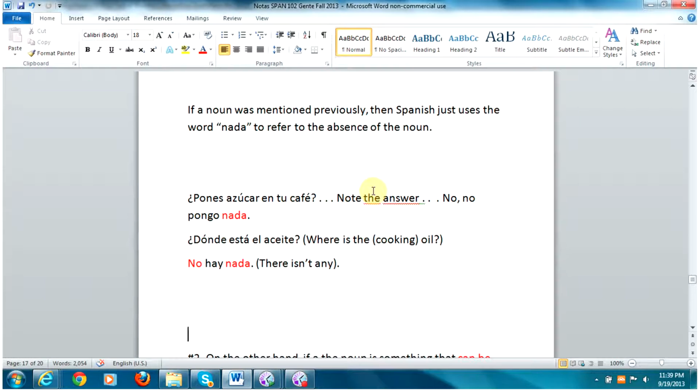If a noun was mentioned previously, then Spanish just uses the word nada to refer to the absence of the noun. For example, ¿pones azúcar en tu café? Do you put sugar in your coffee? The answer could be no. No pongo nada.